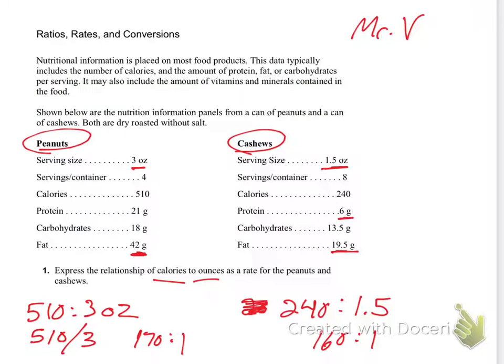And then I'm assuming number 4 has the protein, but if I just looked at it real quick, it's 6 grams for every 1.5 ounces. And this one says peanuts is 21 for every 3. So I know that this is going to be 7 grams for every 1 ounce, and 6 divided by 1.5 would be 2.4 roughly. So in terms of protein, you'd want to go with peanuts.